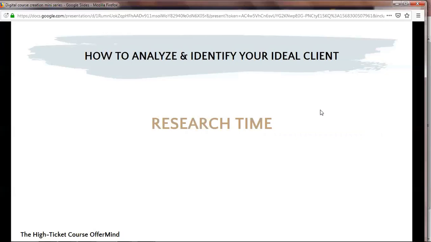So the first thing, of course, would be to do what I like to call the analysis. We need to be able to analyze and identify our ideal client. And how do we do that? I'm sure a lot of you are doing that already. When it comes to research, first of all, you want to know and be able to describe the pain points of your ideal client. But how do you know it if we don't go to where they're at?